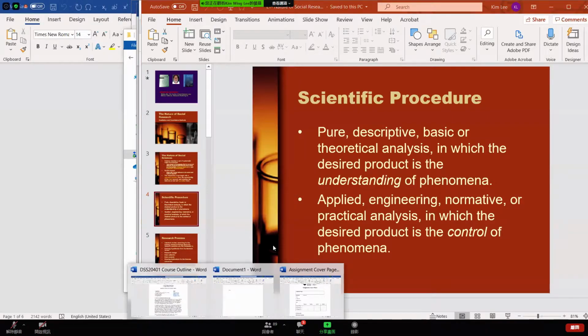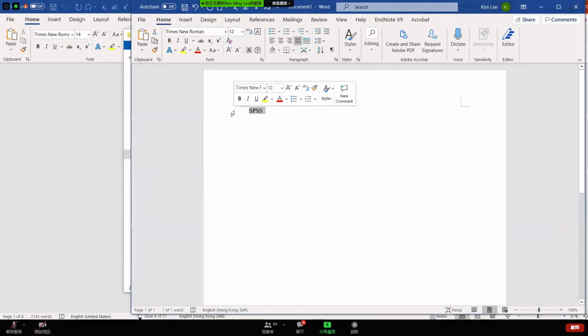So in a way, when we talk about pure research, this is about theoretical significance. When we talk about applied research, that is the practical significance. So this is the way you try to justify your research. People may ask, is your research worth doing? Then you can answer them with this kind of significance.